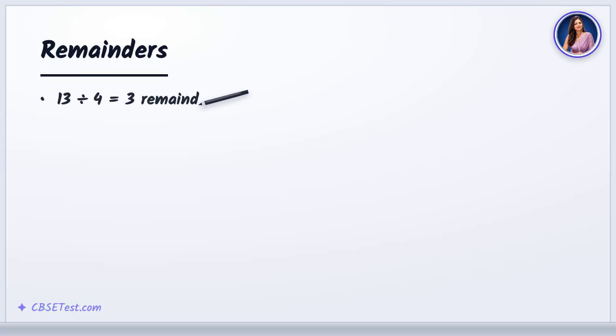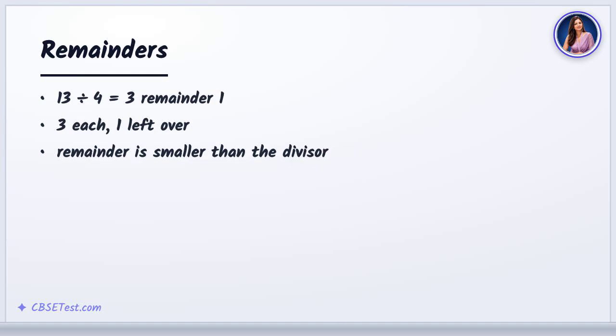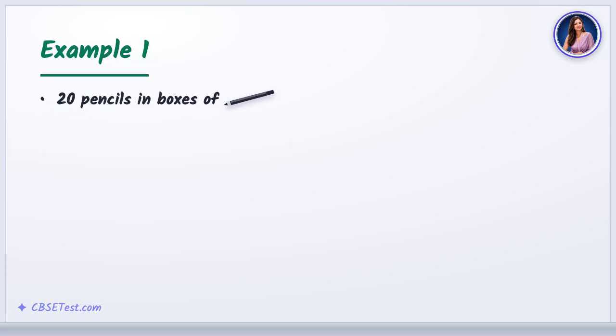Sometimes there's a leftover. 13 divided by 4 is 3 each with 1 leftover, the remainder. A remainder is always smaller than the number you divide by. 20 pencils packed 5 to a box need 20 divided by 5, 4 boxes.